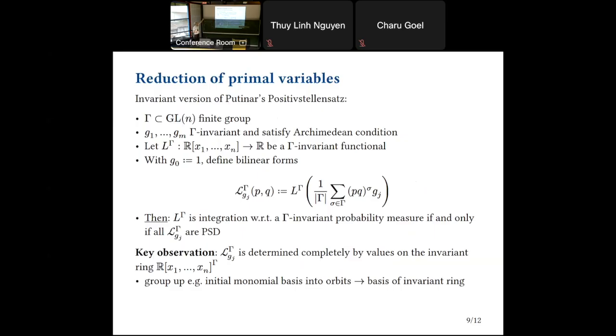What that means for the actual SDP in the end is that, so I usually think about the SDP in dual form.